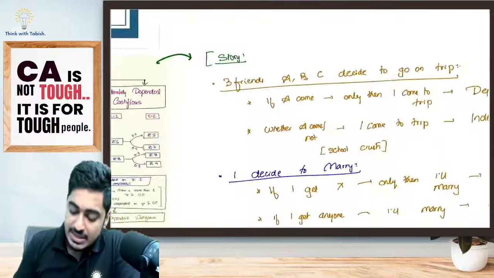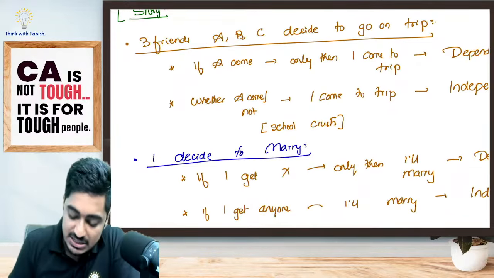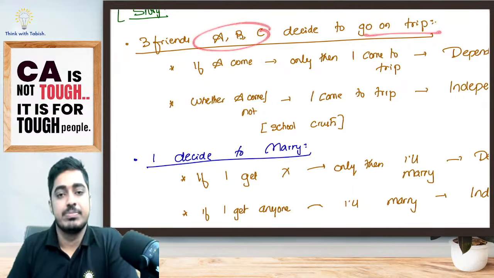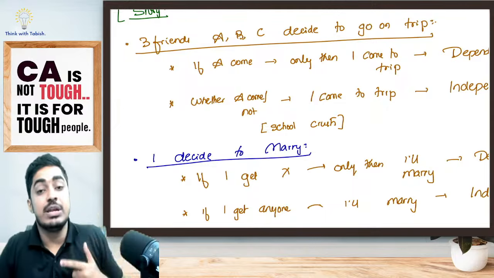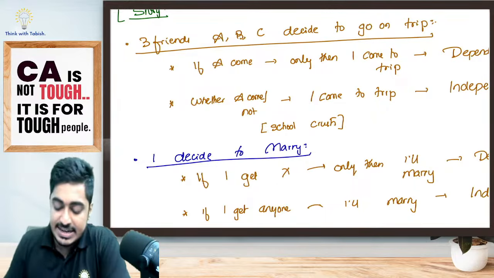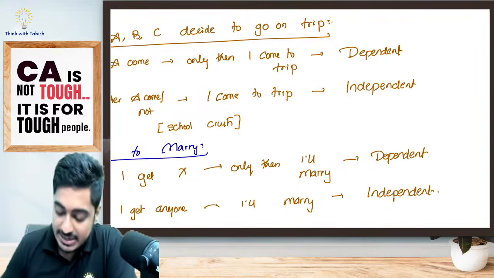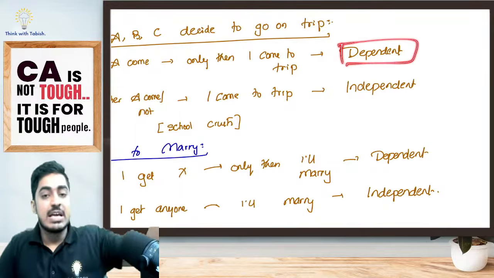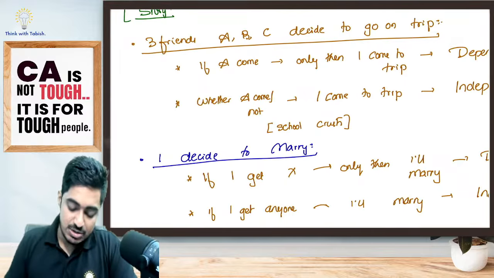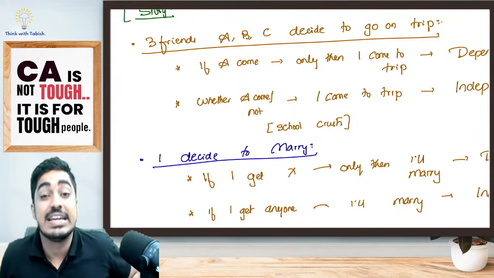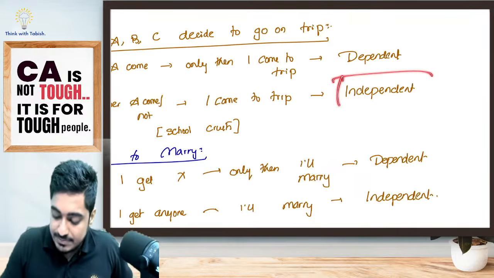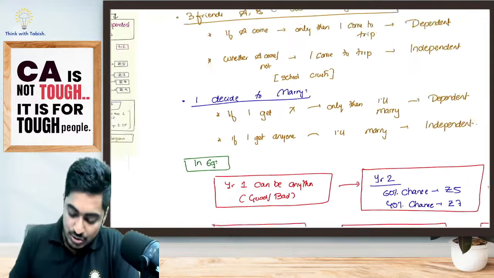Simple example I'll give you. Imagine A, B, C, three friends, they decide to go on a trip. So C is telling that if A comes to the trip, only then I will come to the trip. In that case, is it dependent or independent? This is dependent. Only if A comes, I am going. Yes or no? Or C is telling whether anyone comes or doesn't come, I will go to the trip. What is this? It is independent. Yes or no, everyone? Simple. You decide to get married.